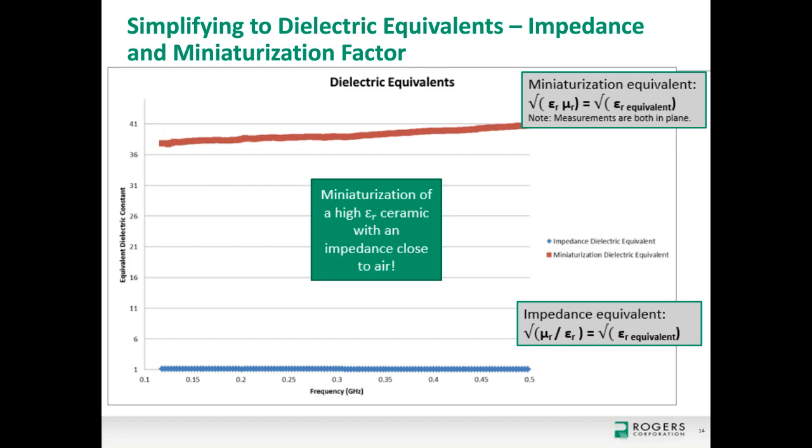And then the second is an equivalent dielectric constant for the impedance of the material, which we'll call the impedance equivalent. Now, your impedance equivalent dielectric constant is, of course, the square root of the ratio of mu to epsilon. And for this example material here, we see that the impedance equivalent is approximately 1, while if I take my in-plane values to calculate my miniaturization equivalent, I get something a little bit above 36, around 38. So you've got the miniaturization factor of a high dielectric constant ceramic with the intrinsic impedance basically of air.